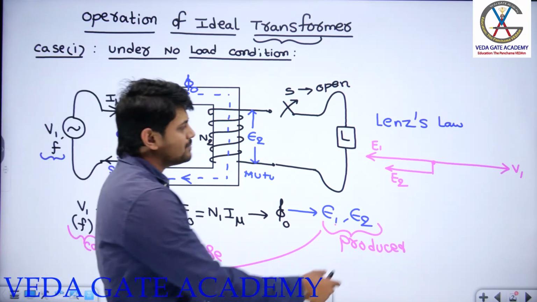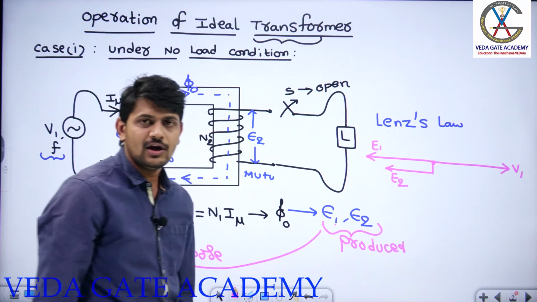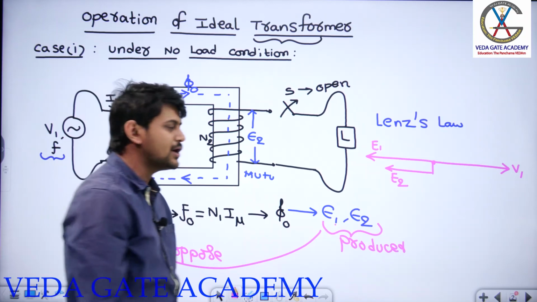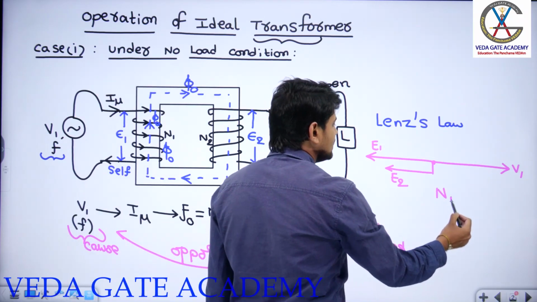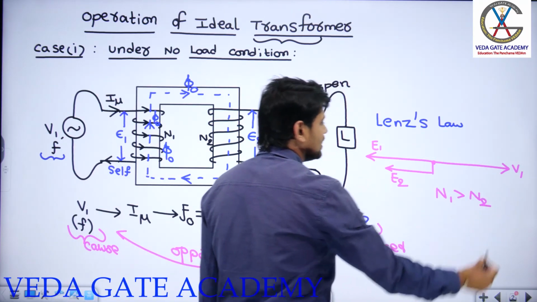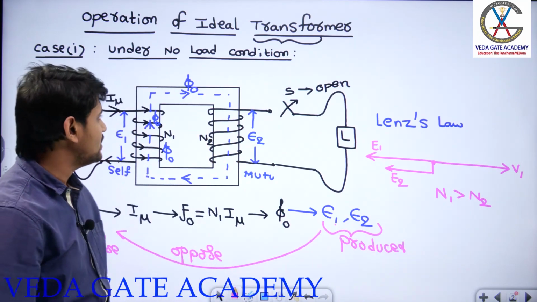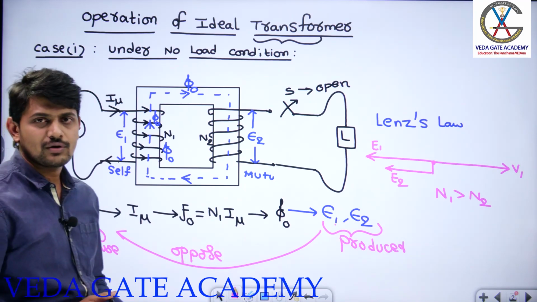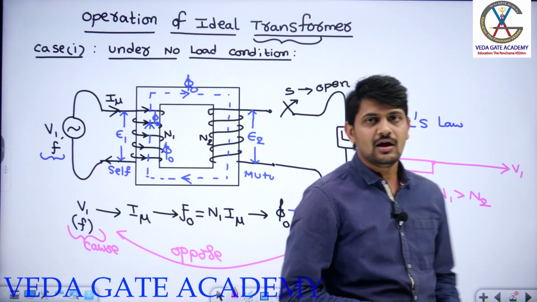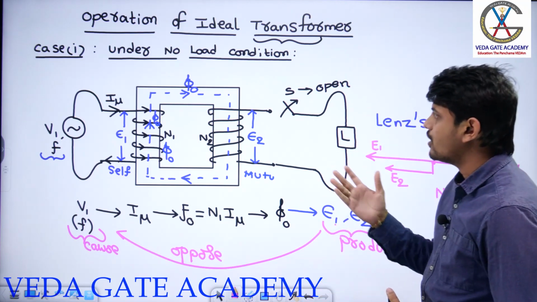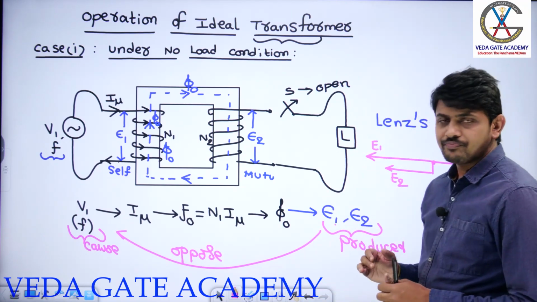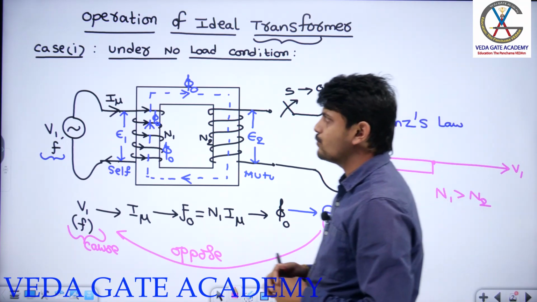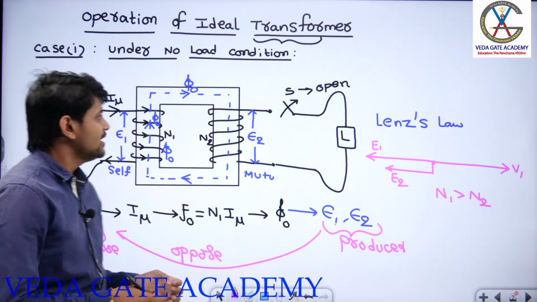Here, if you observe the lengths of the phasors of E1 and E2, I have shown them differently. I have shown the phasor length of E1 to be more than E2, based on the assumption that the number of turns of the primary winding is more than the secondary winding. So this is the basic idea of how the transformer works under no load condition. I hope you understand this. Now we'll discuss more about how the transformer works under loaded condition in the next session.